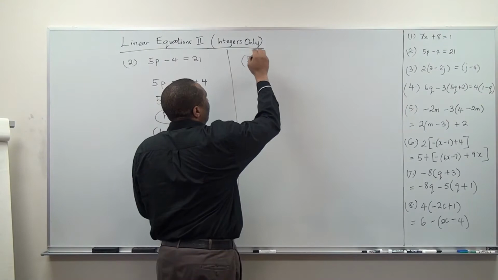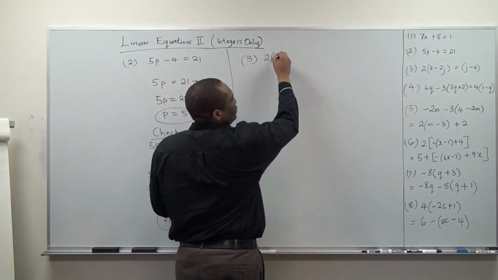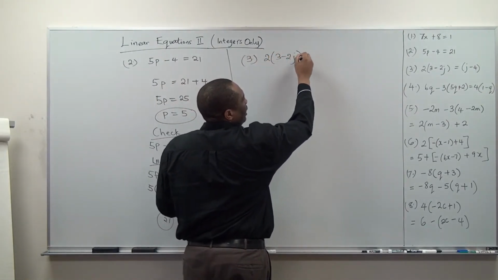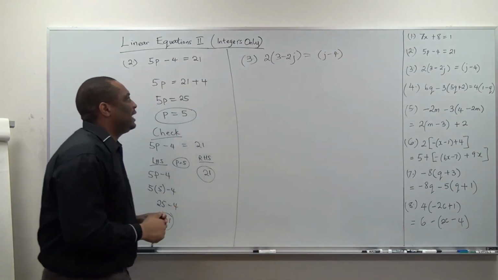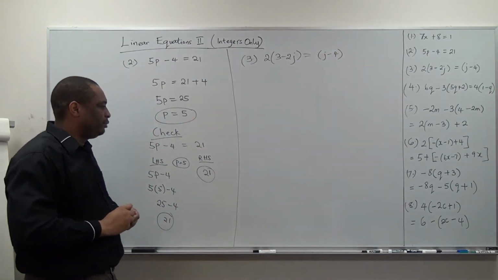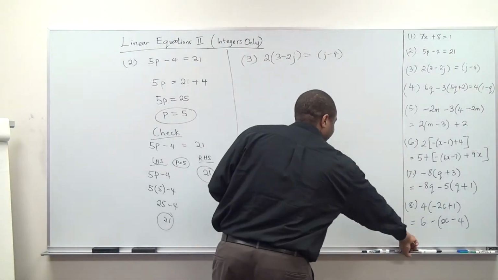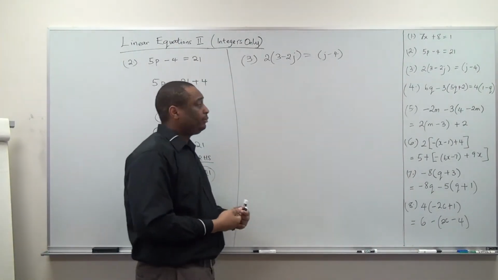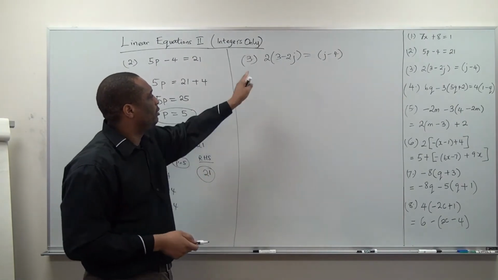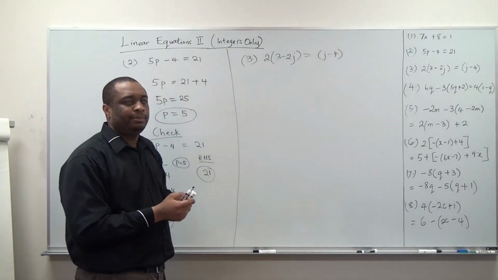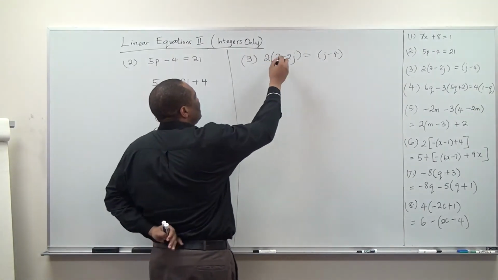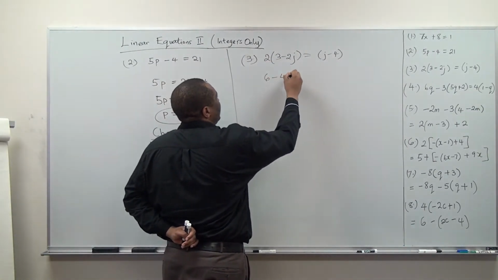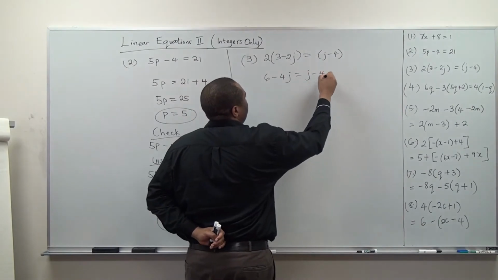Question 3. We have 2 into 3 minus 2j equal to j minus 4. In this case, we are going to distribute. We have to know the distributive property. So that's why I said it's important you review the distributive property. So this gives us what? 6 minus 4j equal to j minus 4.